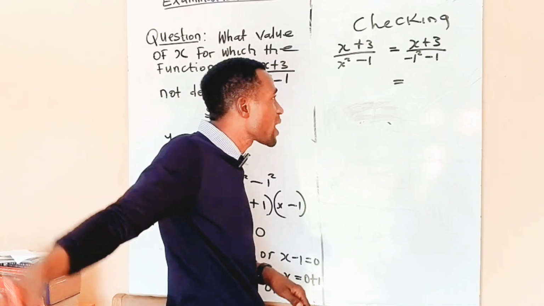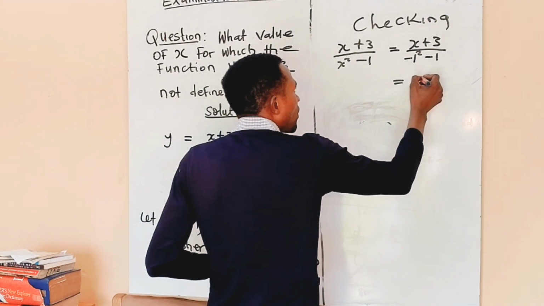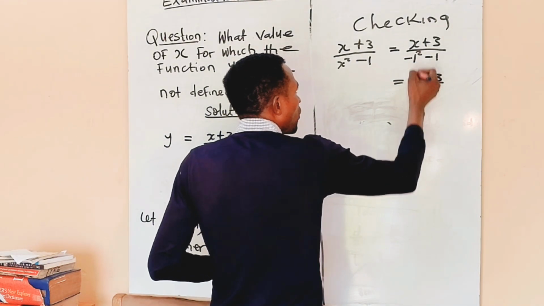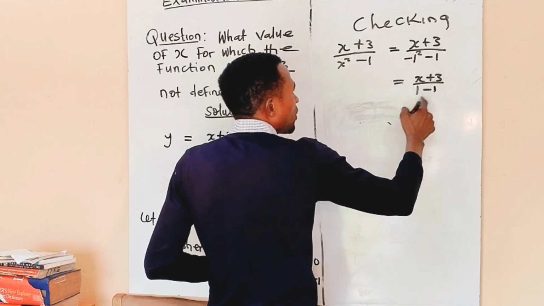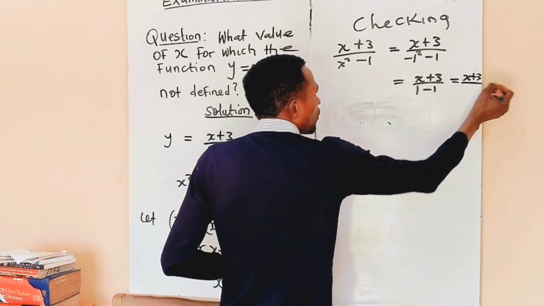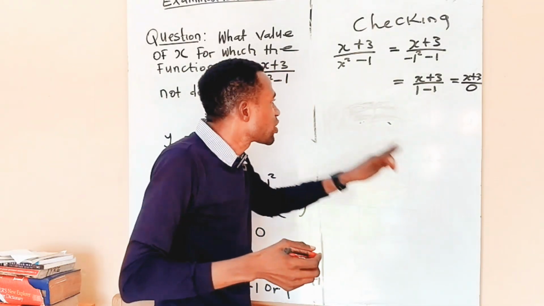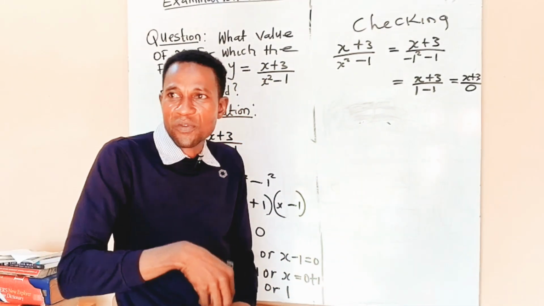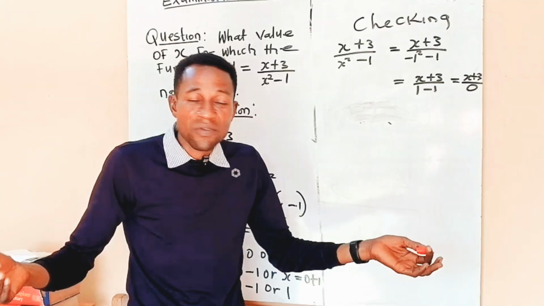That is minus times minus is plus. So we have x plus 3 all over 1 minus 1. And 1 minus 1 is 0. So we have x plus 3 all over 0. You see, I told you earlier that when the denominator of a fraction is 0, that fraction is undefined.